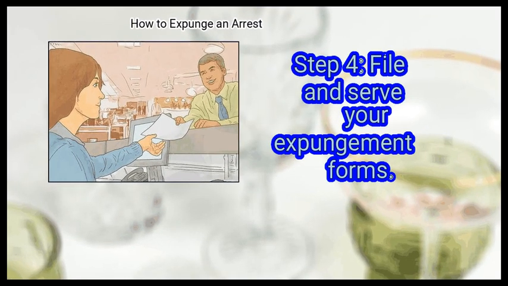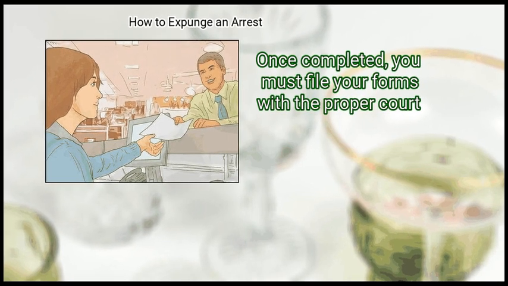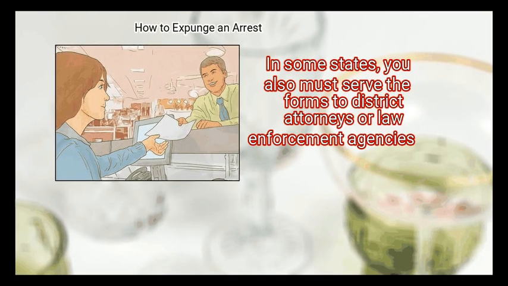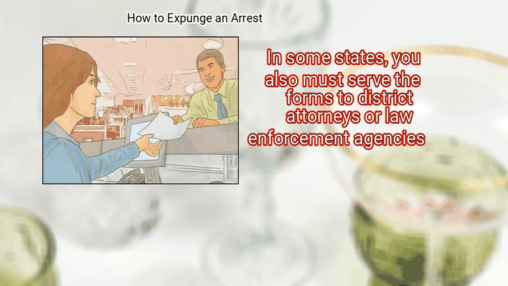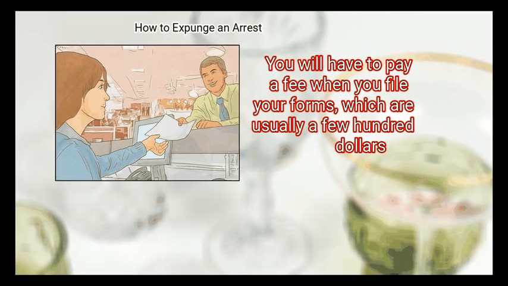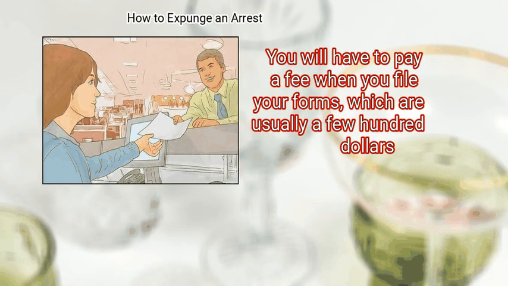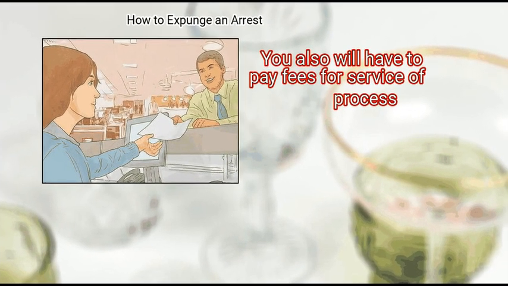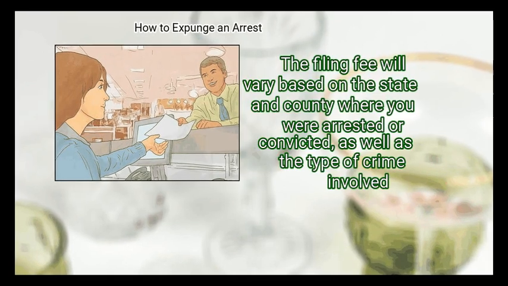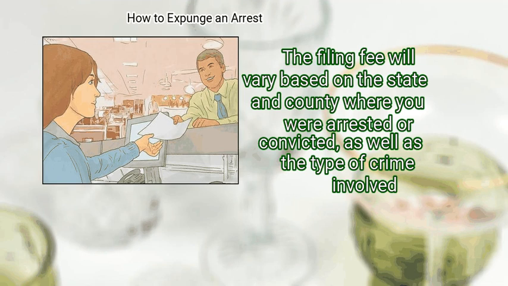Finally, file and serve your expungement forms. Once completed, you must file your forms with the proper court. In some states, you also must serve the forms to district attorneys or law enforcement agencies. You will have to pay a fee when you file your forms, which is usually a few hundred dollars. You also will have to pay fees for service of process. These fees are non-refundable. The filing fee will vary based on the state and county where you were arrested or convicted, as well as the type of crime involved.